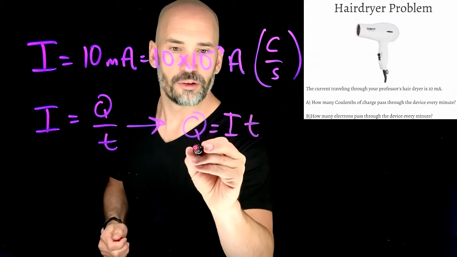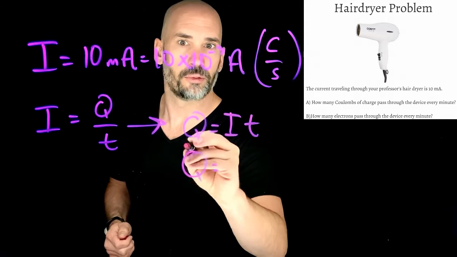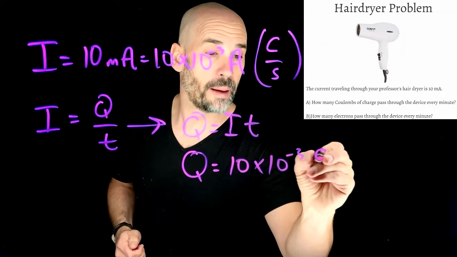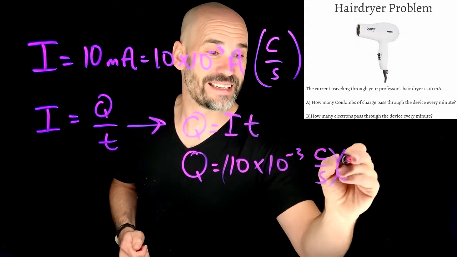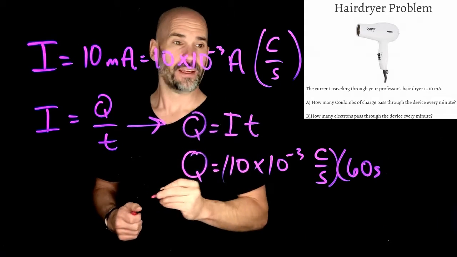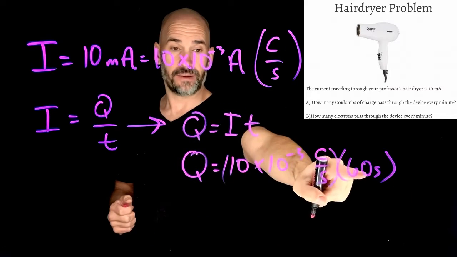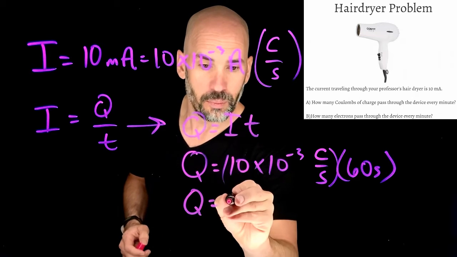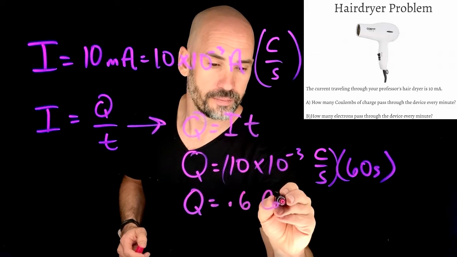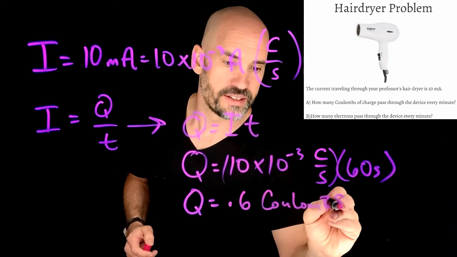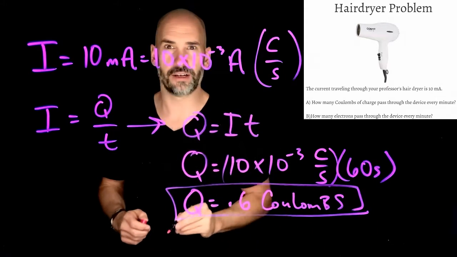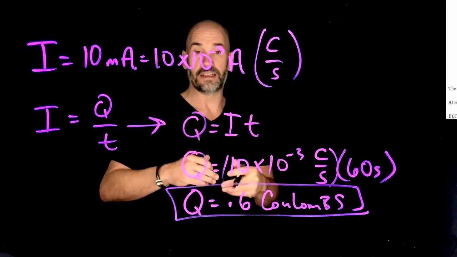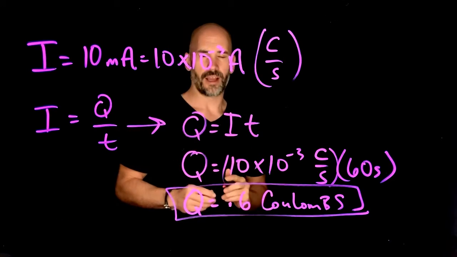So here's what we know. We know that the charge is equal to 10 times 10 to the minus 3 amps, or coulombs per second, but the time is going to be 60 seconds, right? So in that 60 seconds, in that 1 minute, the amount of charge that we get is 0.6 coulombs. 0.6 coulombs of charge pass through that hairdryer in that full minute. And that kinetic energy of all those electrons, right, is what actually powers the device. All right.